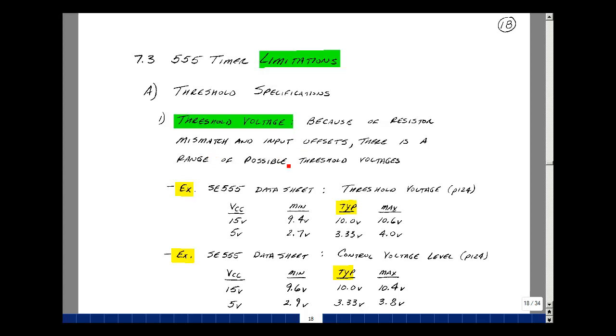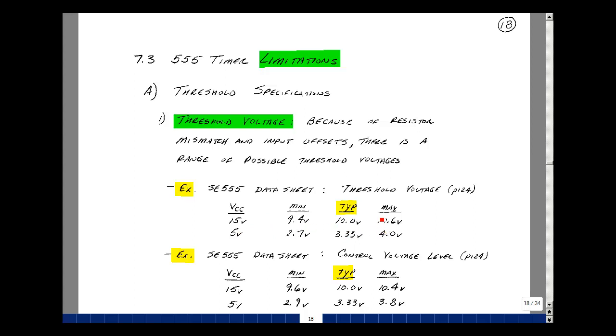So there are two specs in the data sheet. One is for the threshold voltage, and one is for the control voltage. For the threshold voltage, if we're using a 15 volt power supply, typically that would be 2/3 of that, or 10 volts. But it could be as low as 9.4, as high as 10.6.